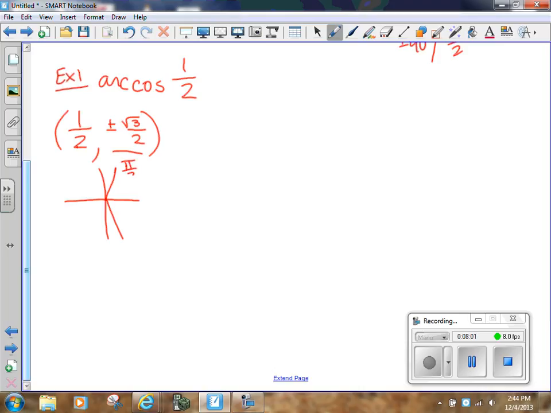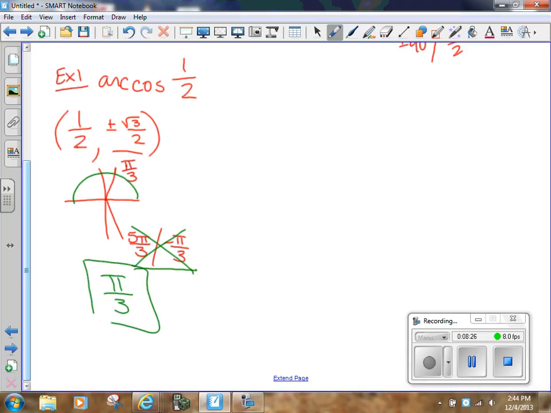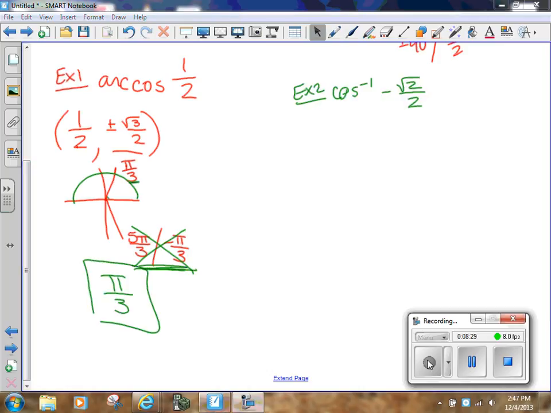Pi over 3. And then this could be 5 pi over 3 or negative pi over 3, couldn't it? Where is the area for arccosine that we are concerned about? 0 to 180, the top. So it'd be pi over 3. Can we take either one of these? No, don't put the 5 pi over 3. Our answer is pi over 3.